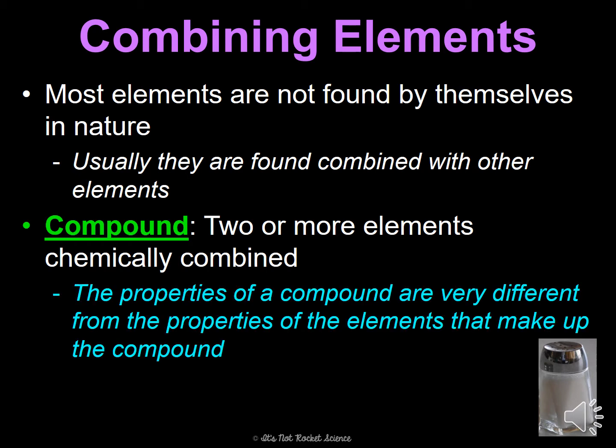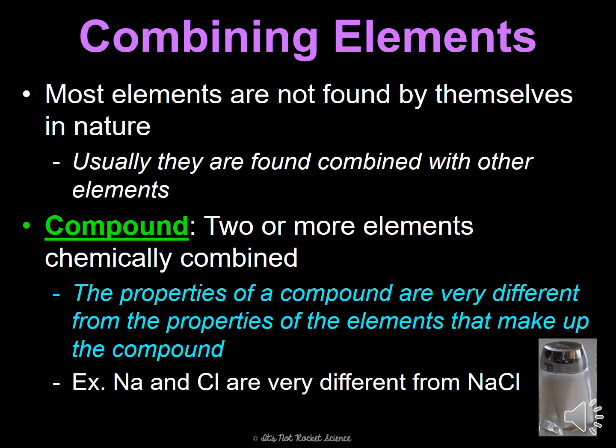So there are properties of compounds that are very different from properties of the elements that make up the compound. So for example, sodium and chlorine are very different from sodium chloride. Remember, sodium chloride is table salt. That's what we put on our food. But sodium in itself and chlorine in itself are two separate elements.